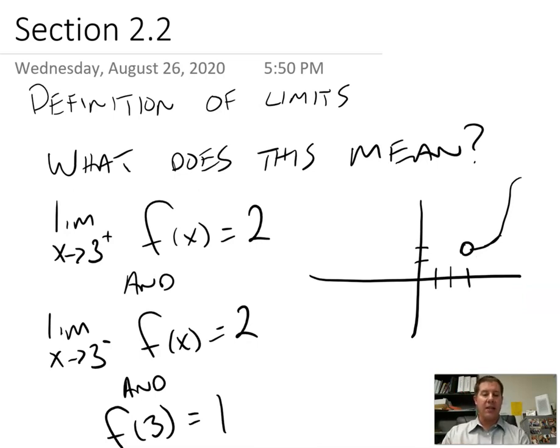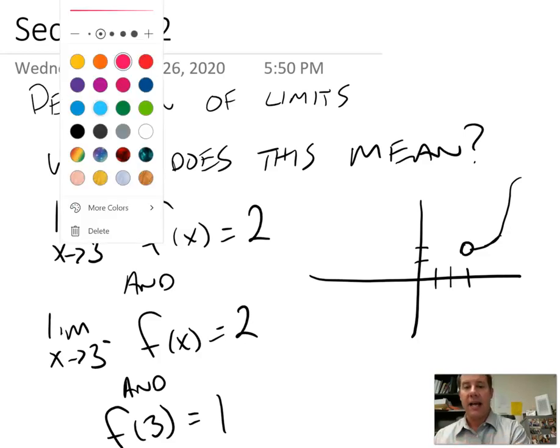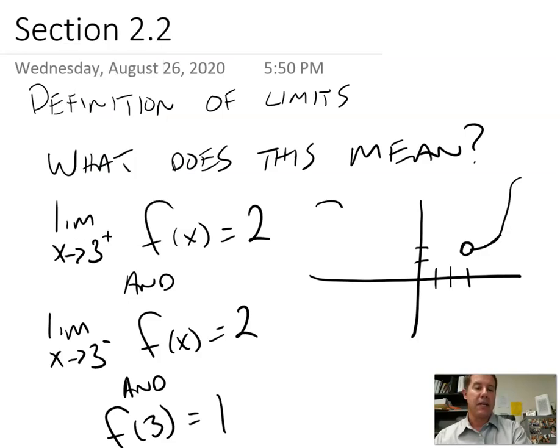Conversely, the bottom one, the limit as x approaches 3, little negative sign, of f of x equals 2, is kind of saying the same thing, but now we're coming from the other side. This is a left-handed limit. So 3 with a little plus is a right-handed limit, 3 with a little minus sign is a left-handed limit. So this is just telling me that as I come from the left, again, I don't know where I'm coming from. It doesn't really matter.